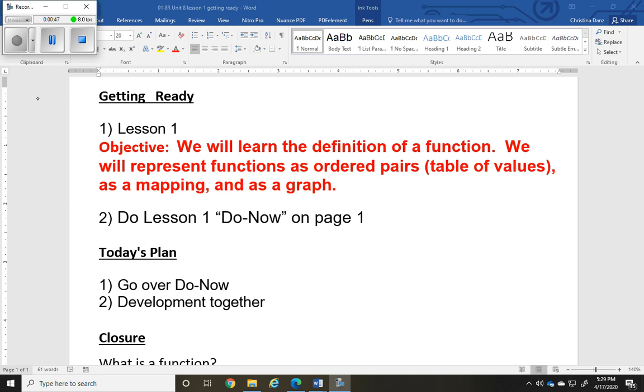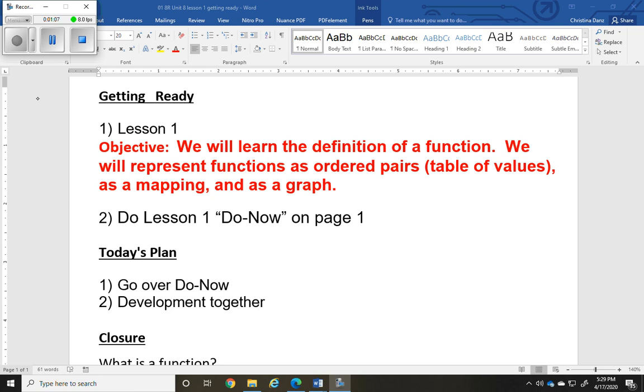So Lesson 1, the objective is that we're going to learn what the definition of a function is, and we'll be able to represent functions in a few different ways. We can represent them as ordered pairs, which are like points, or we can see our points in a table of values, as what we call a mapping, and then also graphically.